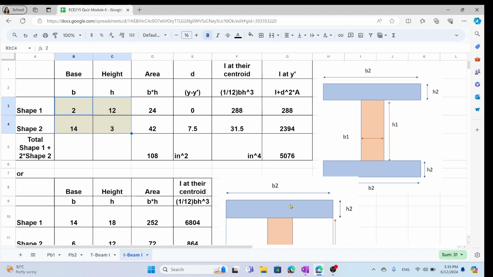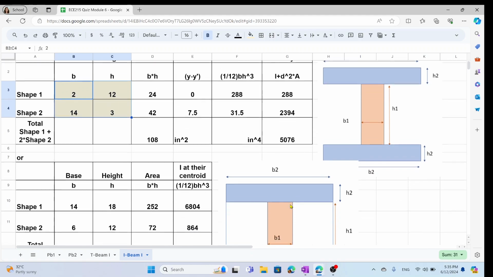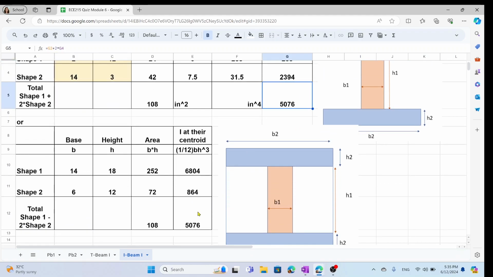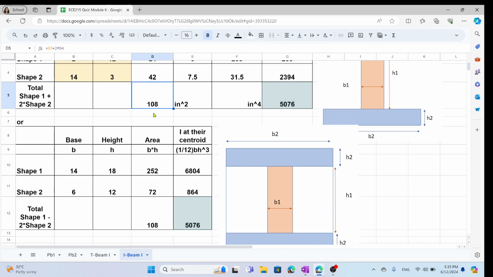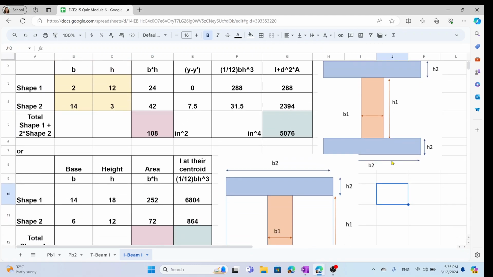Everything else, all the other cells will update, and you can put those two cells the same color because they should be the same. Oh, I didn't pick the nicest color ever, but here we go. They should be the same. If not, there's a mistake somewhere.